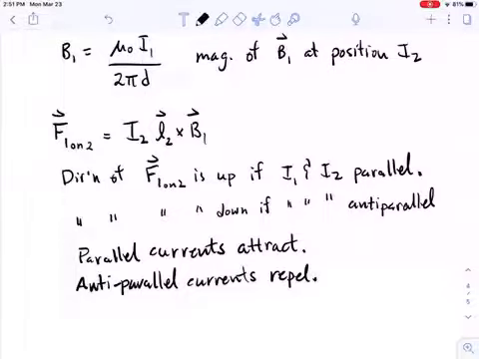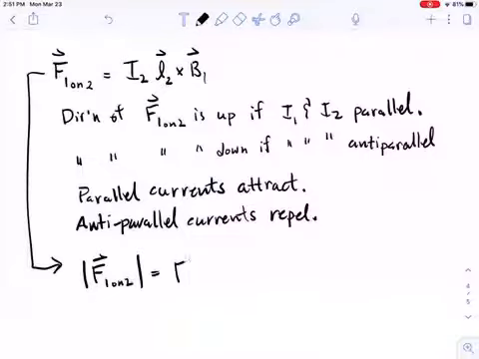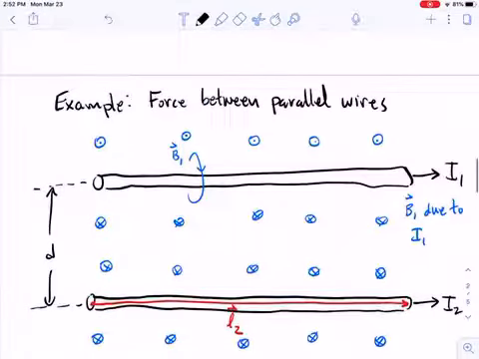Okay, and that's all deduced from the right-hand rule. So let's see if we can do the magnitude of this force. The magnitude of the force is just going to be F1 on 2. I'll drop the vector sign. And so it's going to be I2 times the magnitude of L2, which is just the length of our parallel wires. Let's say that both of our wires have some length L.